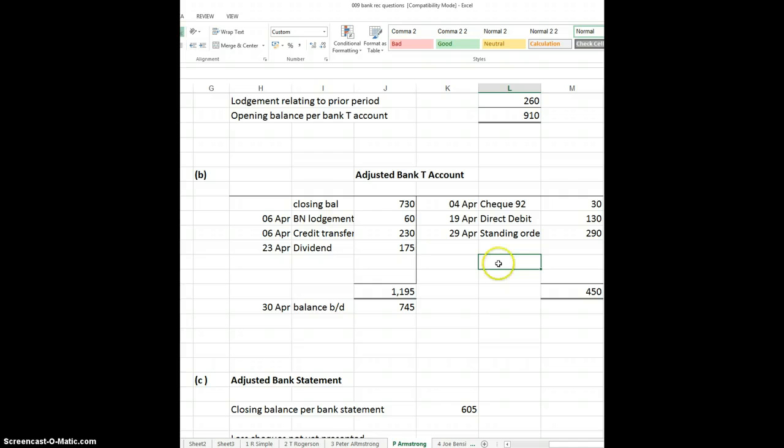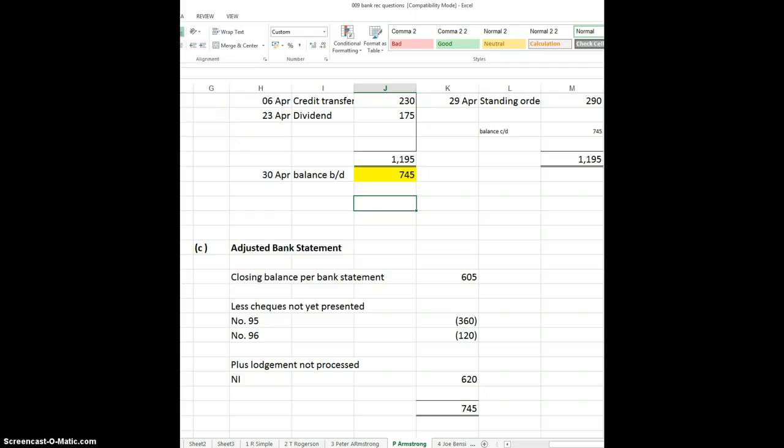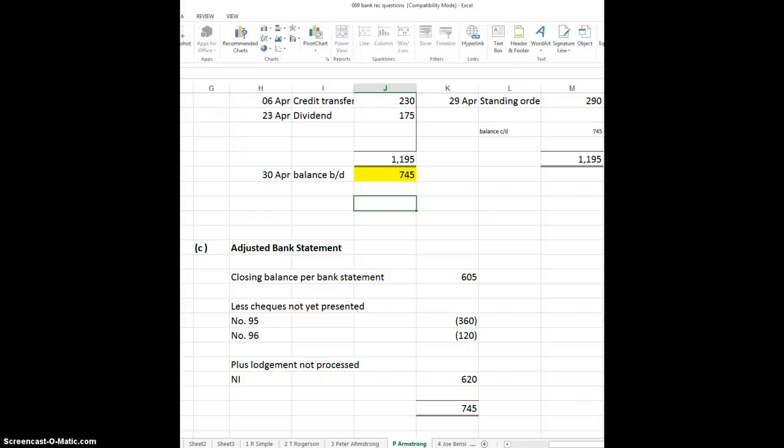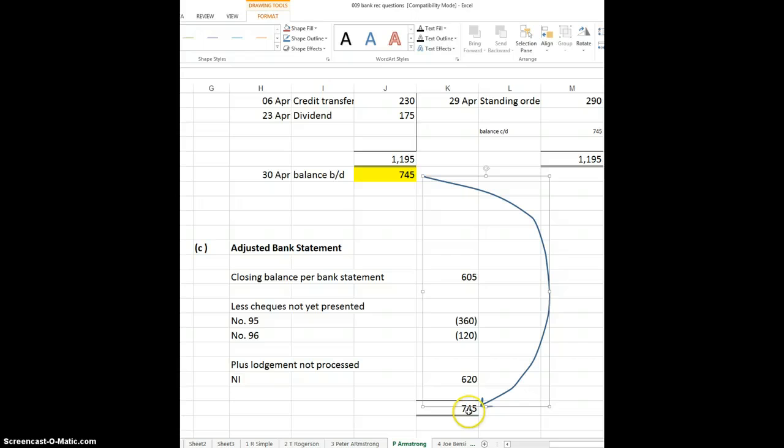And just to balance off the account, with the balance carried down as 745, it just feeds up, and now both sides add up to 1195. But this isn't that important. This is brought down underneath on the debit side, and now they match, and we know that we've done our reconciliation correctly because the adjusted bank statement balance is 745, and the adjusted T account balance is 745. We've reconciled the two, and that's it.